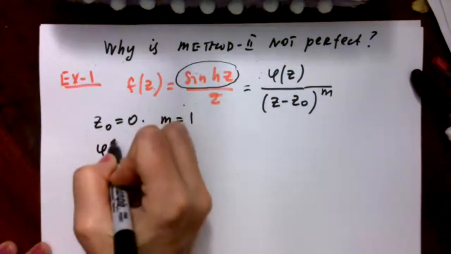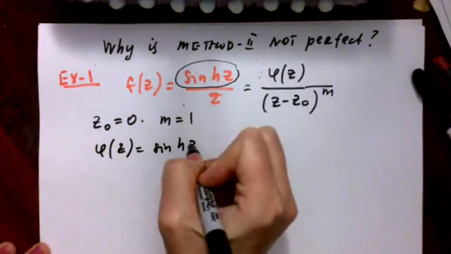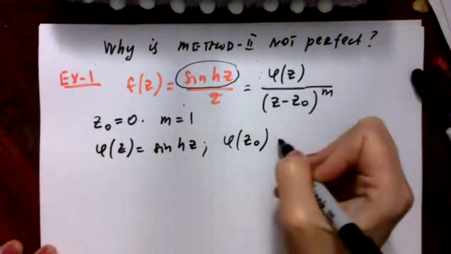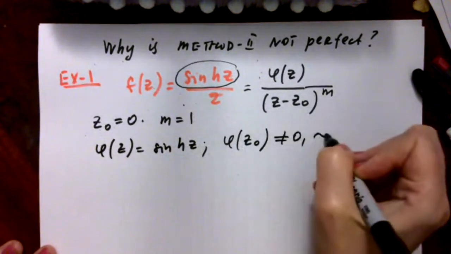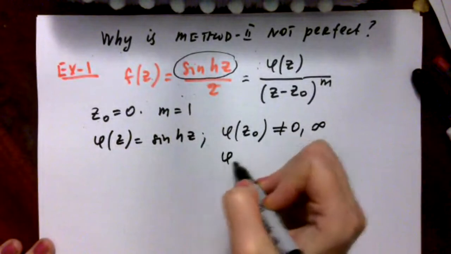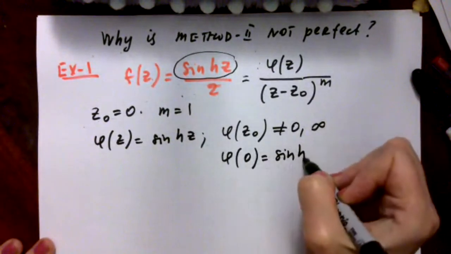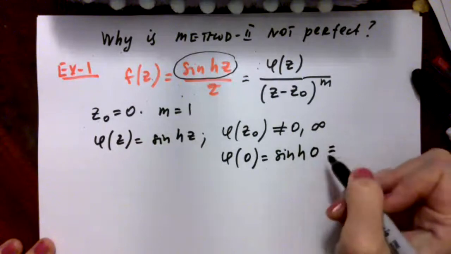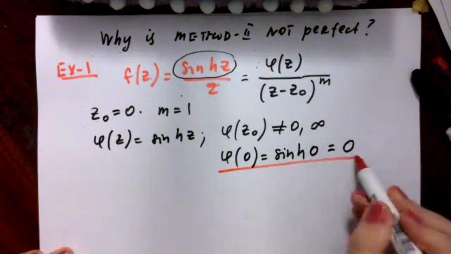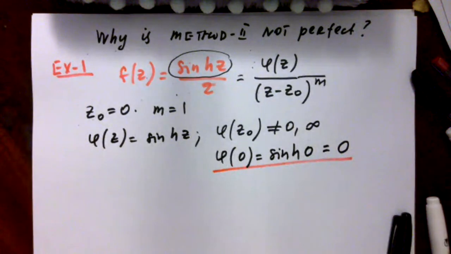Let's check it. So our phi, of course, is this function, sinh of z. And what do we need to check? We need to check that phi of z0 is not equal to either 0 or infinity. In our case, it will be phi of 0, which is sinh of 0. But you know what? The bad news is it is equal to 0. So what does it mean? It means that our theorem doesn't work, unfortunately.